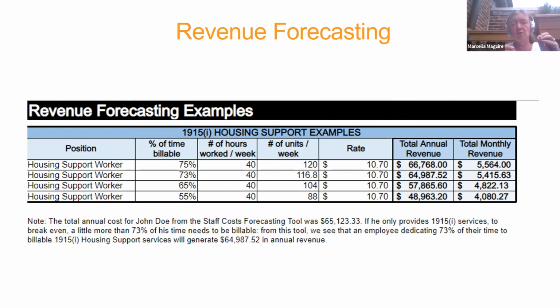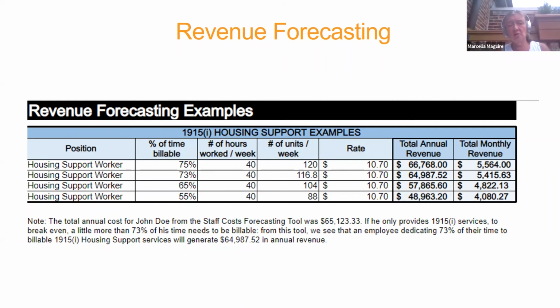Units of service are the way we get away from saying it's not how many hours, it's how many 15-minute increments, because that's what you're paid on. Housing support has a $10.70 rate. And then the spreadsheet will give you both your annual revenue and your monthly revenue for John when John is working full time.